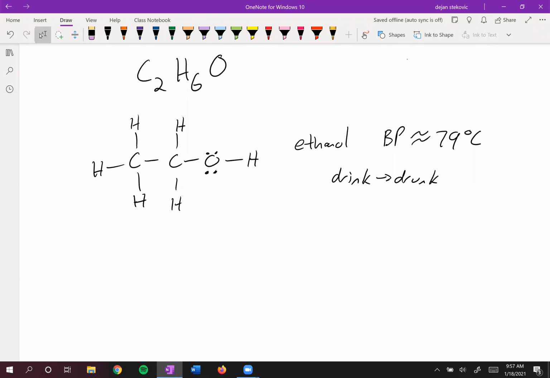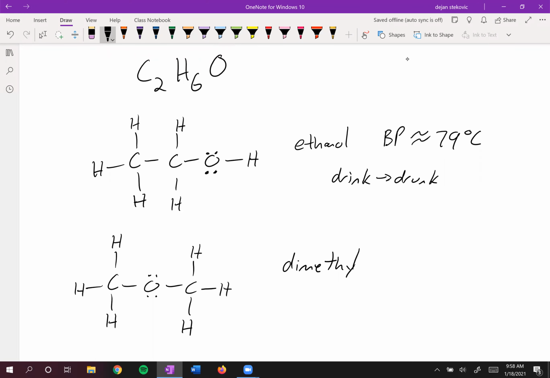But let's think about another way we could arrange this, right? In this case, we put the first 2 carbons first and then the oxygen. But we could go carbon, oxygen, carbon, and then fill in with the hydrogens and double check that we have the right amount of hydrogens. In this case, we do. We have 6 hydrogens, just like our molecular formula tells us. And in this case, this compound is known as dimethyl ether. And it has a boiling point of approximately negative 23 degrees Celsius.